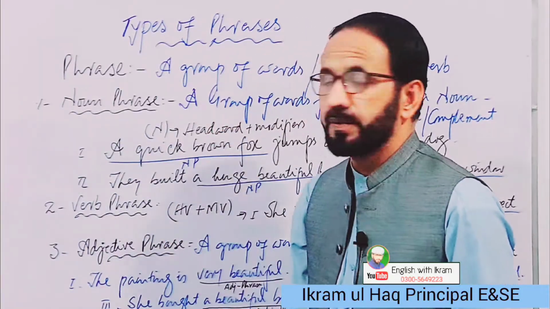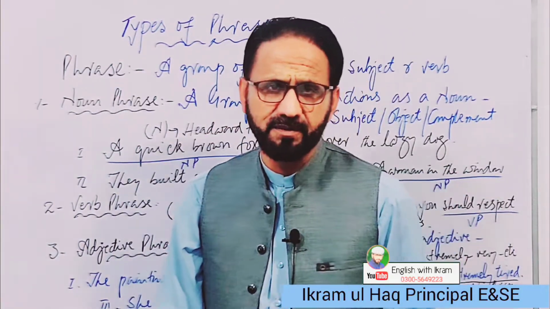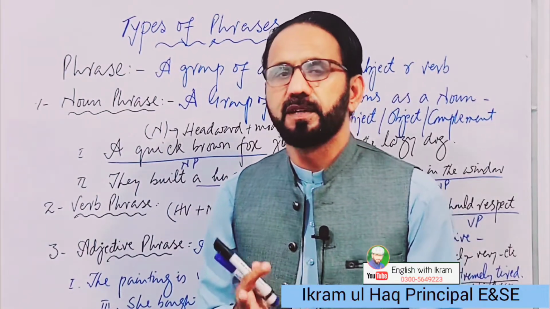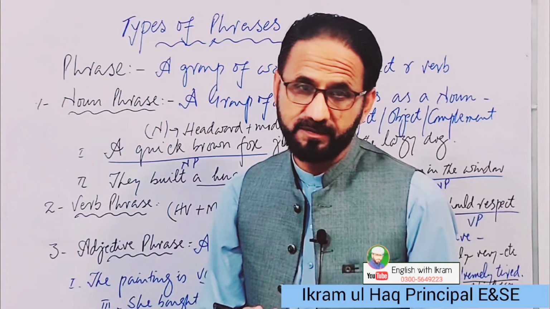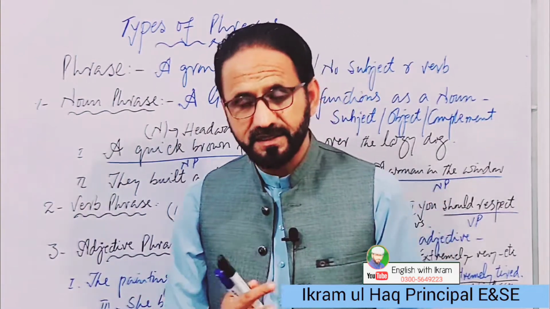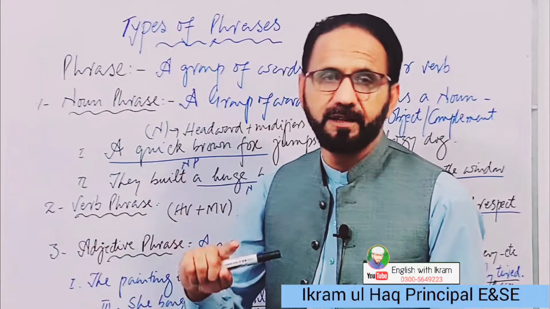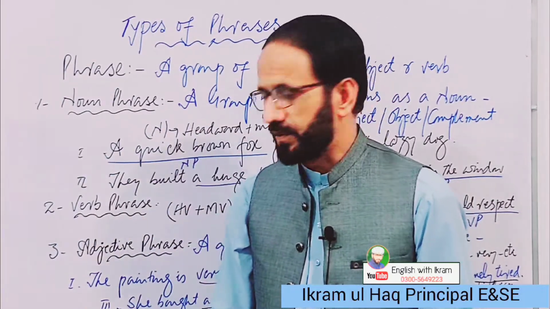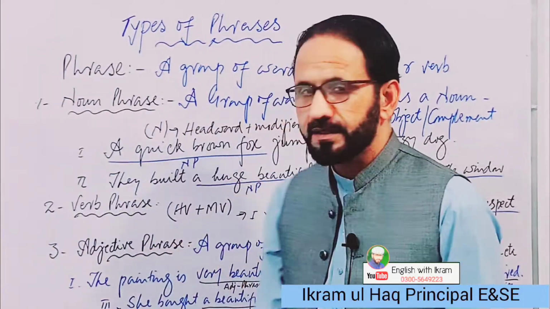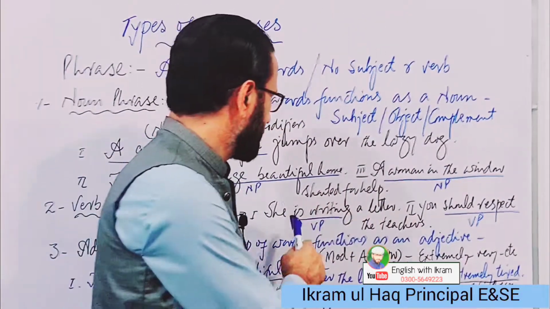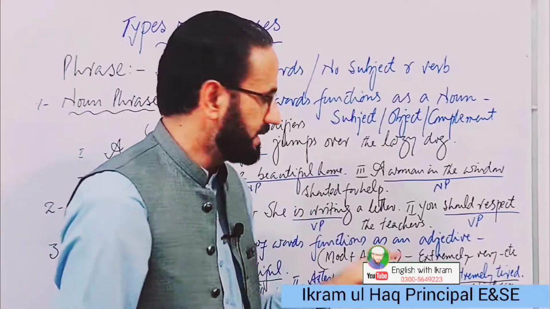Next, verb phrase. It's a bit simpler. A verb phrase is the combination of helping verb, auxiliary verb, plus lexical or main verb. It's very simple. In a sentence, the main verb and helping verb together are the verb phrase. For example, she is writing a letter. Is writing, this is a verb phrase. Is writing.